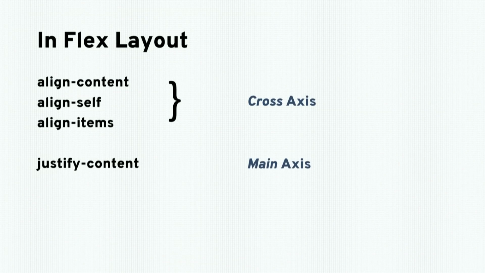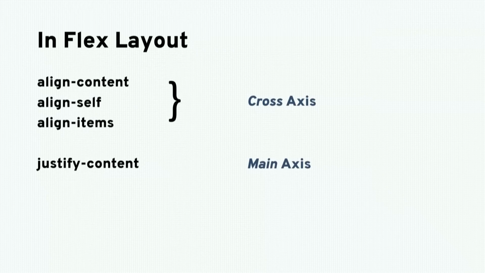So in grid, I think that those properties seem fairly consistent. Once we remember that we're working on the block and the inline axis and which properties are which, it's fairly straightforward. Flexbox is a little bit more complicated because we can mess around with our flex direction. And so in Flexbox, it is much easier to think about the main axis and the cross axis. The main axis is the axis that you use when you set your flex direction. If you say flex direction row, that's your main axis. If you say flex direction column, that's your main axis.